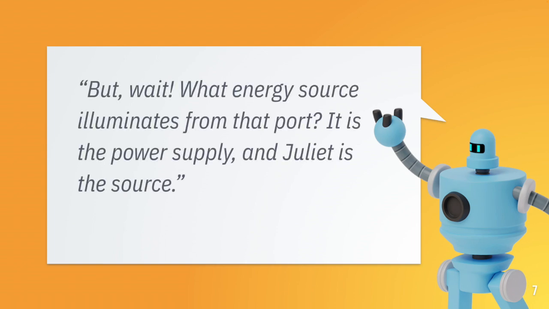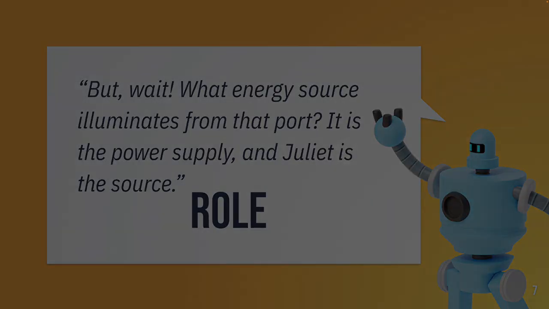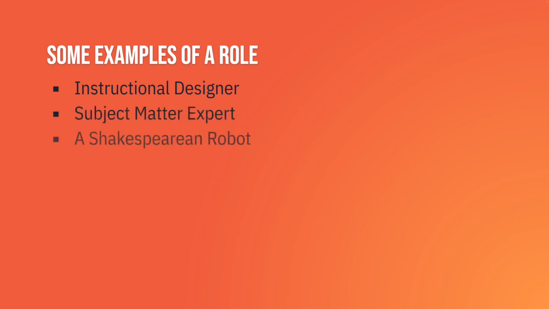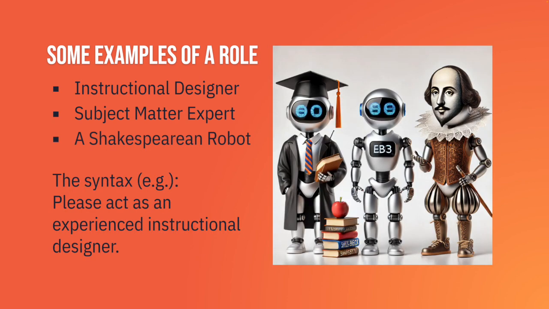Now, a role isn't necessarily what our little Shakespearean robot would like to do here. It is, however, something that you can instruct the AI to act as. An instructional designer, perhaps, a subject matter expert, or if you want, a Shakespearean robot. The syntax in the prompt would look something like this. Please act as an instructional designer.